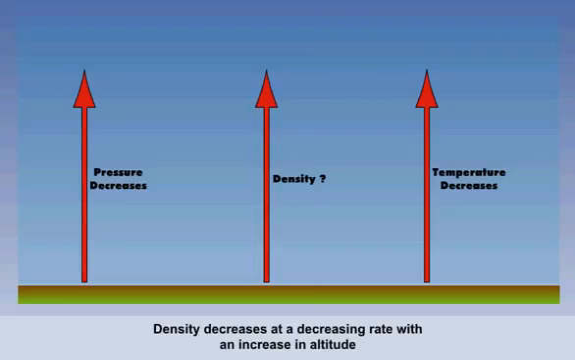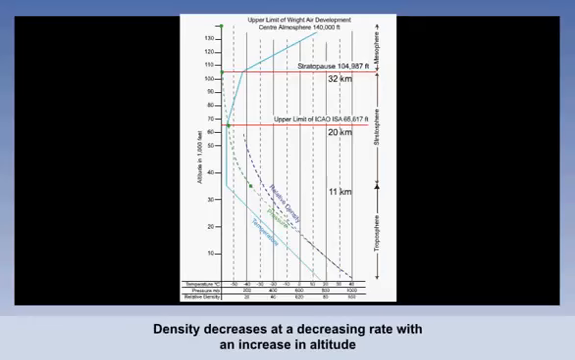The overriding effect is the change of pressure. The reduction of pressure reduces the density more than the reducing temperature causes density to increase. Since pressure is the dominant effect, it follows that because pressure decreases at a decreasing rate with altitude, so will density. Looking at the diagram of ISA, we can see that relative density decreases with altitude at a decreasing rate.